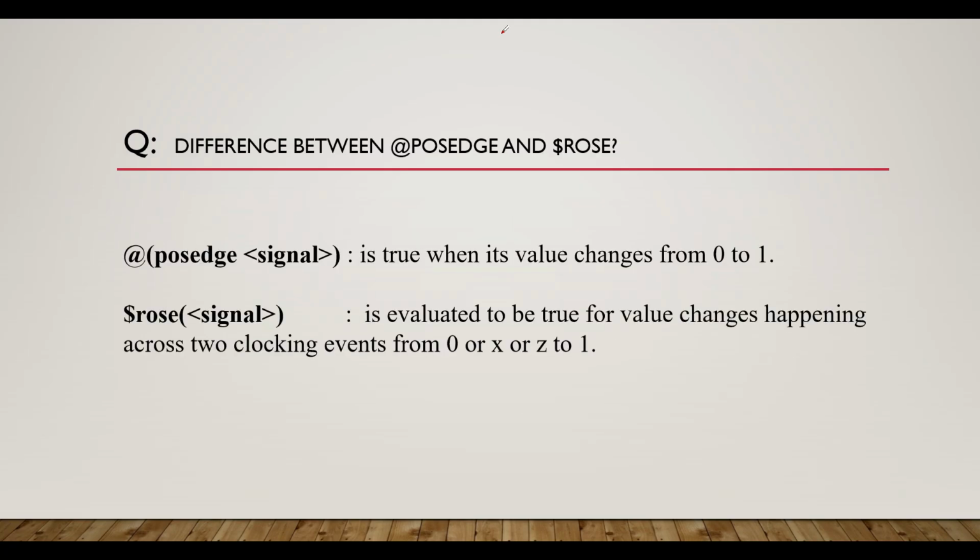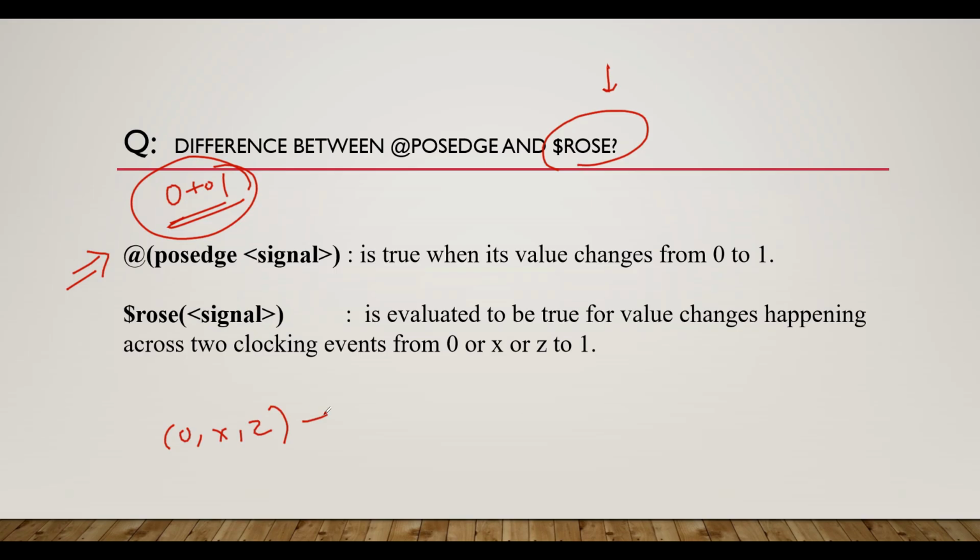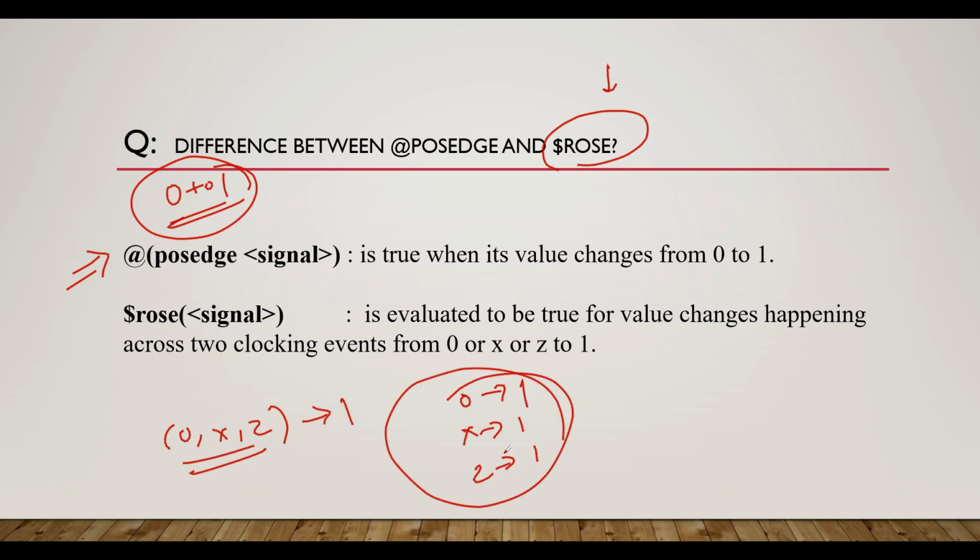So what is the basic difference between posedge and rose? Here you can see rose in assertion, whenever you are writing an assertion. The basic difference between them is your posedge will trigger whenever your value changes from 0 to 1, and your rose will trigger whenever your value changes from 0, x or z to 1. So in basic terms, posedge will be true only when the value changes from 0 to 1, whereas rose is evaluated to be true for any change happening across two clocking events from 0 or x or z to 1.